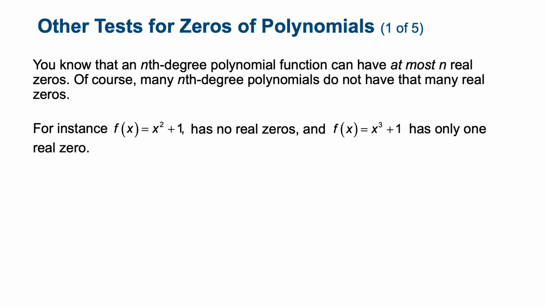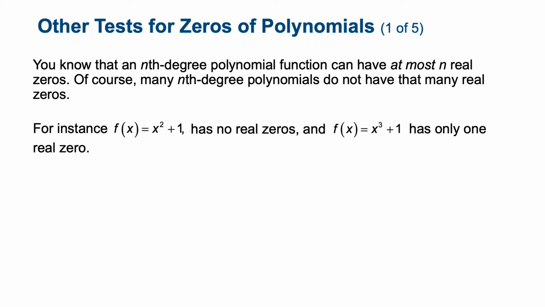Okay, so the last thing I want to talk about is other tests for zeros of polynomials. I'm not going to go too deep, because I think the first thing to do is really just understand how to break it down as much as you can, and then these are just little tips, little tricks. We know that an nth degree polynomial can have at most n real zeros, but a lot of them do not have that many real zeros.